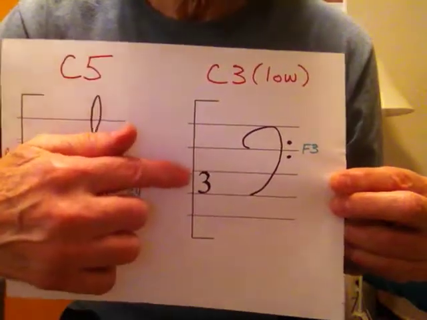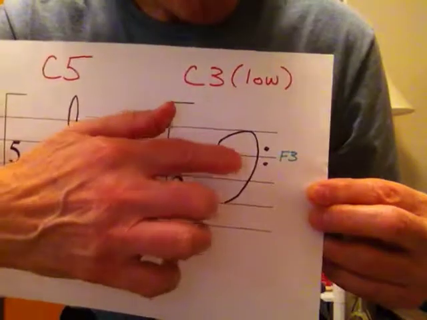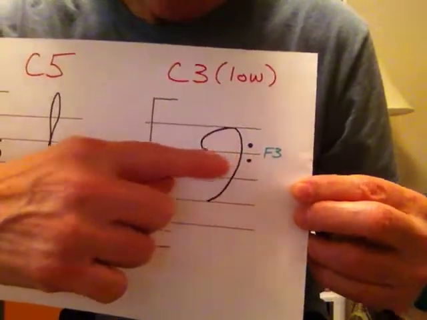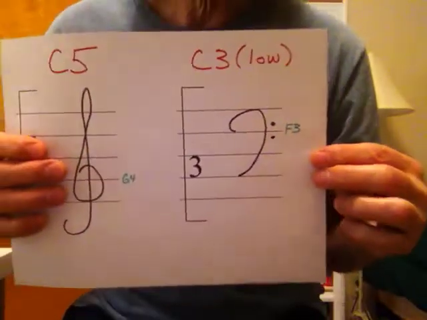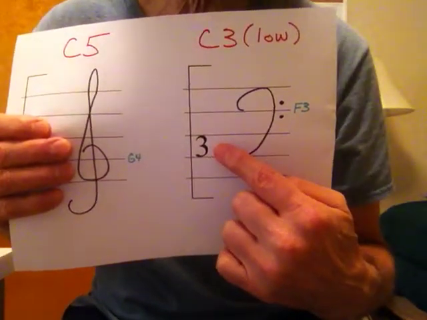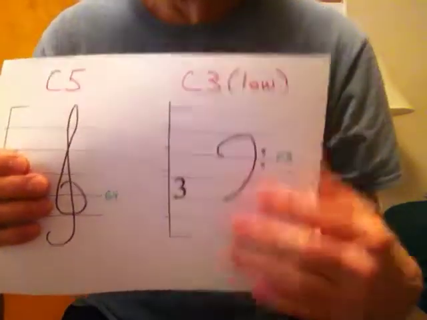All right, and here's the old traditional F clef, and the traditional F clef tells you that the F3 note would be placed on this line, and my clef tells you that the note placed in this space would be a C3. See that there?